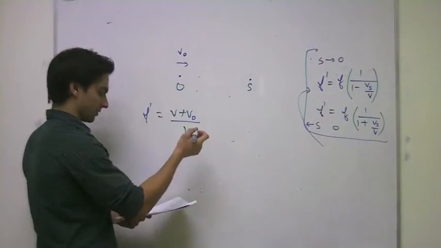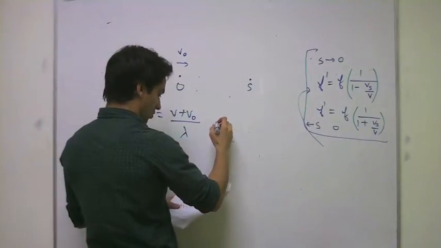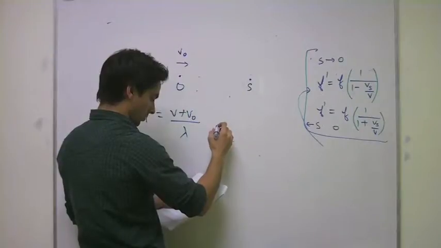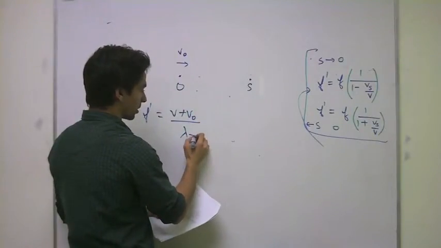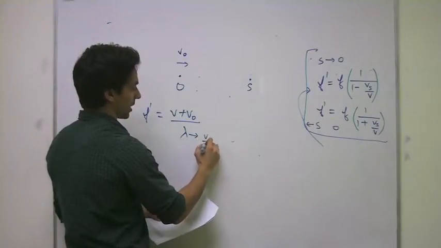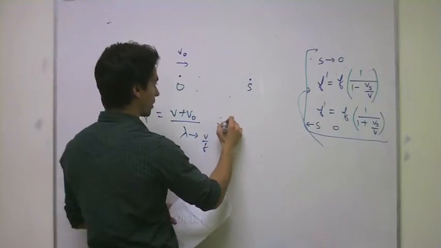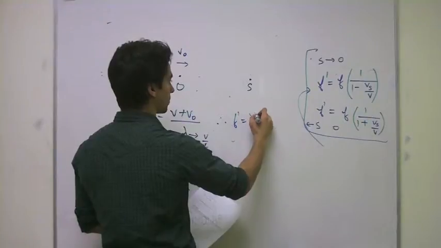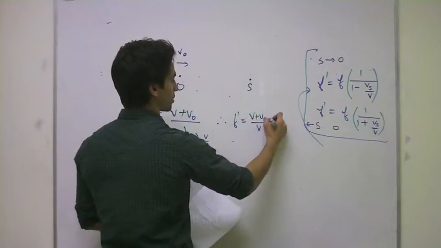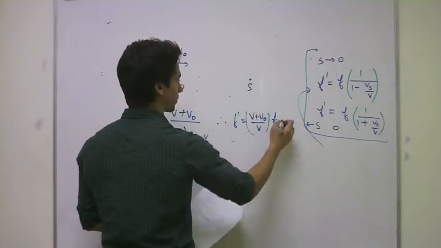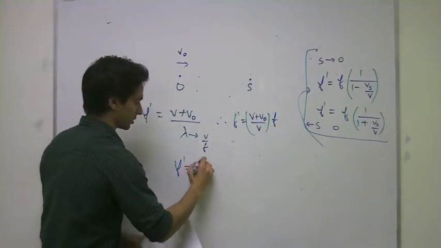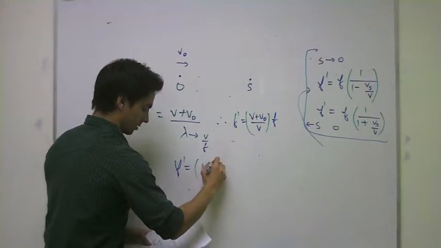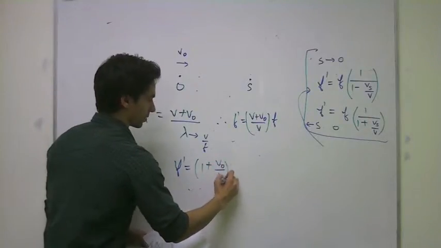Okay, so now we have this f lambda. Yeah, so therefore we know that lambda here is equal to v over f, right? So therefore f dash equals v plus v naught over v multiplied with f. Okay, therefore f dash equals 1 plus v naught over v, times f.